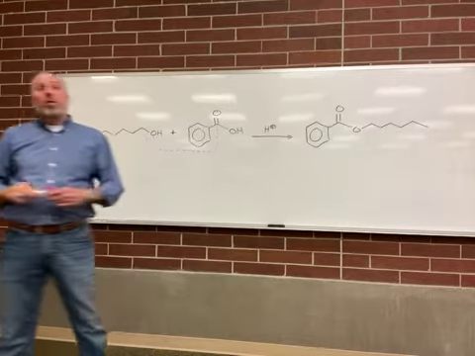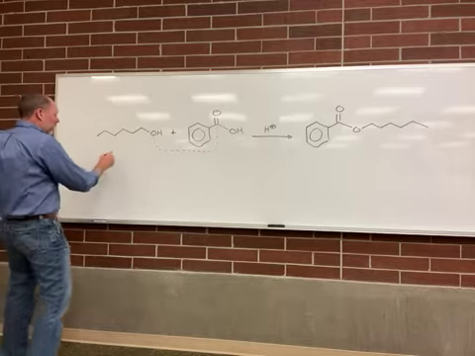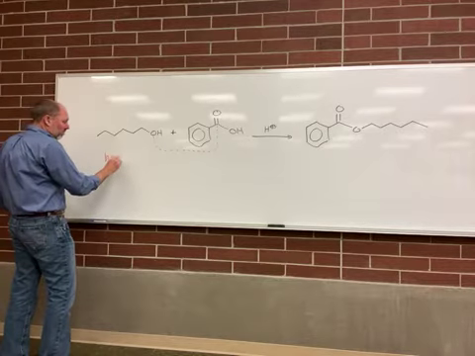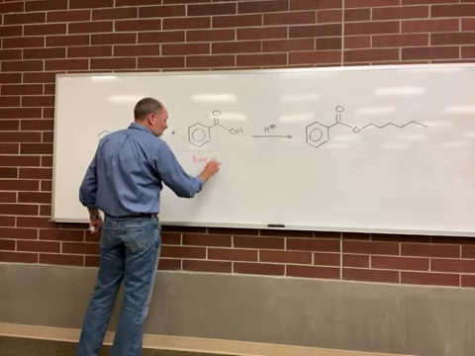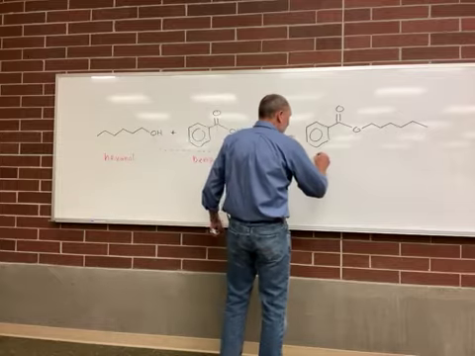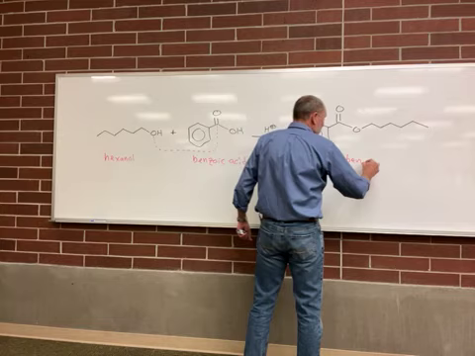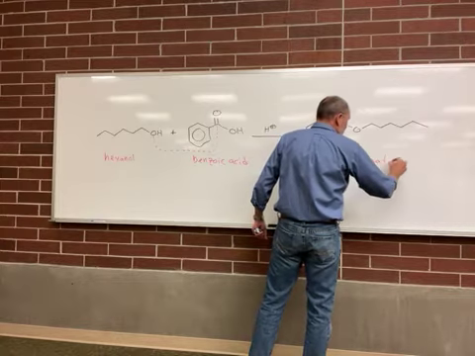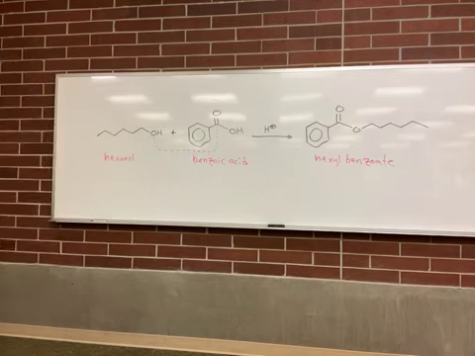If you want to do it the nomenclature route, this is hexanol. This is benzoic acid. This is hexyl benzoate. Kind of cool? So the chemistry and the nomenclature help us. We good on that? Okay?